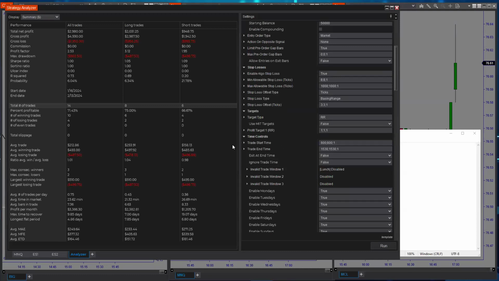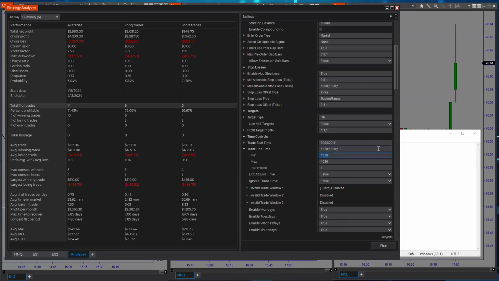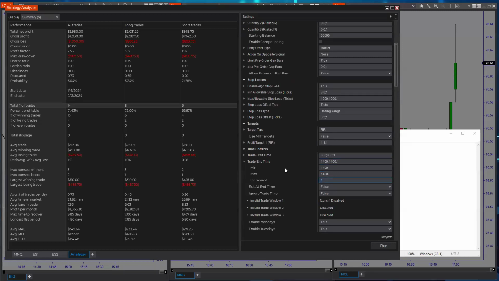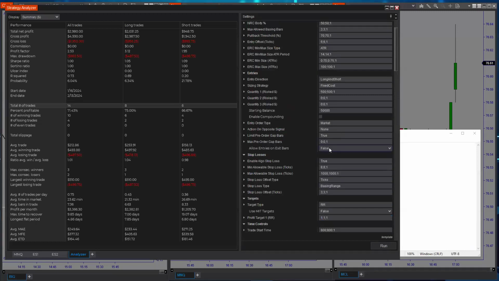Lunch disabled. Cool. Trade start time. We're going to leave it 8 to, I'm going to do 8 to 3. Actually, I'm going to do 8 to 2. And then again, we can filter that down if we want. Risk reward, I'm going to keep it set to 1-to-1.